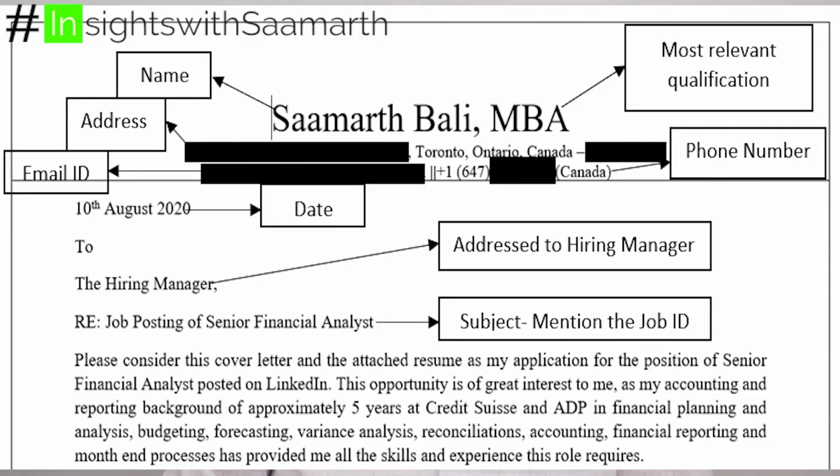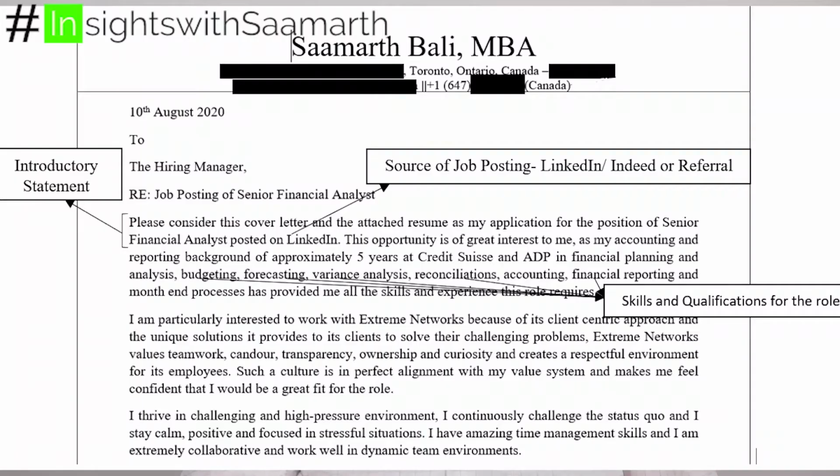After that, you have to mention the subject, which could be something like this: job application for the position of a business analyst, and in brackets or in parentheses, mention the job ID. Now in the first paragraph, you need to cover a few basic points, like how did you get to know about the job posting, did someone refer you for the role, and you also need to talk a little bit about your skills and qualifications that make you a good fit for this particular role. Something like this in my cover letter.